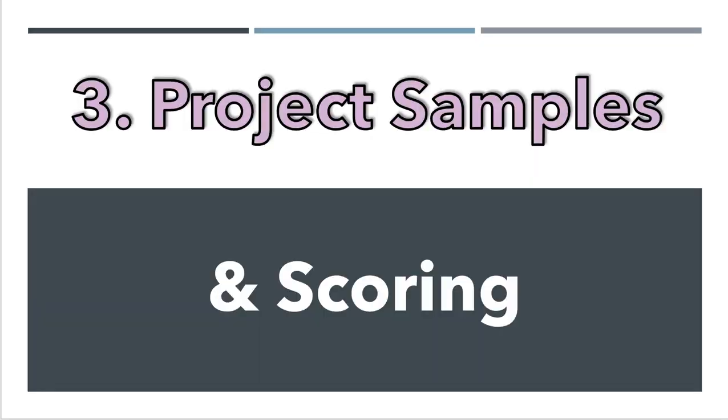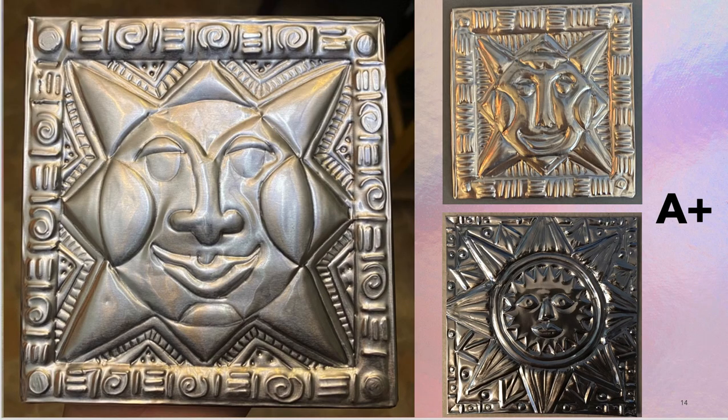Here are some sample projects with scoring so you get an idea. These are A pluses. You can see how neat they are. You can see that the forms are totally 3D on here. The background is pressed down. The frame sticks out 3D. So we want the frame and the subject to stand out, and we want the negative space to press down.